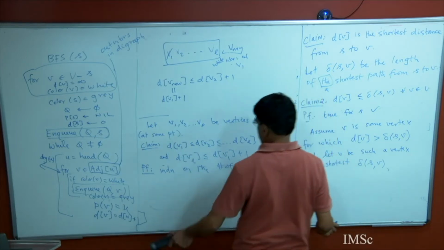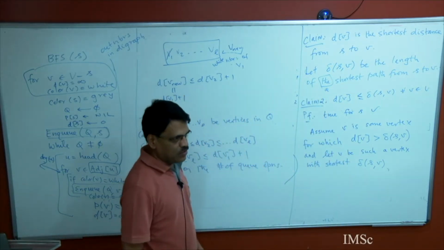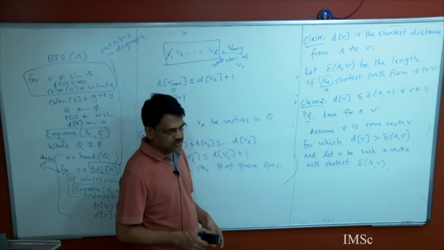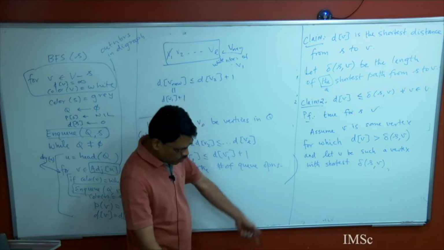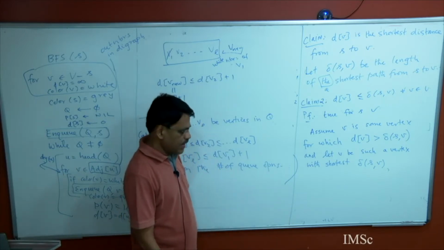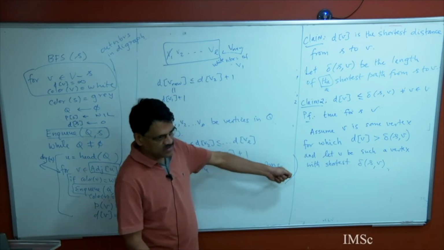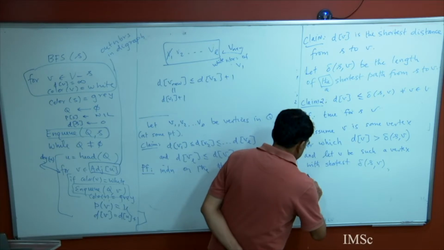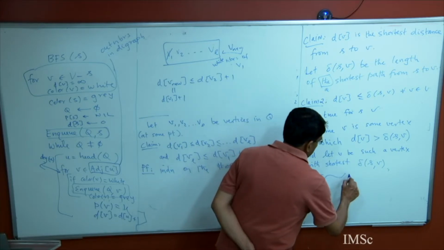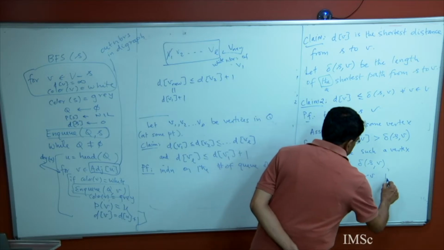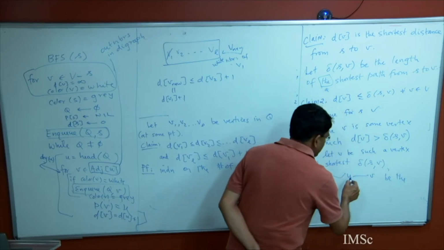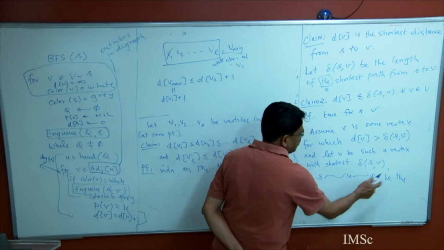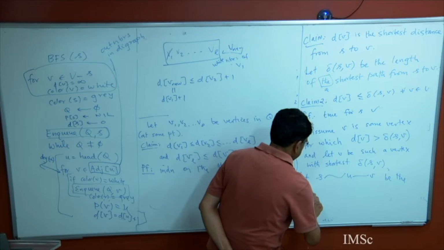So the algorithm has stopped and it provided me D values, and I want to say that every D value must actually be equal to the length of the shortest path. Suppose there is some vertex for which it's not true. There may be a lot of vertices for which it's not true. So I pick the vertex which is closest to S. V is such a vertex. And let U V be the shortest path. I'm looking at the predecessor of V in the shortest path.